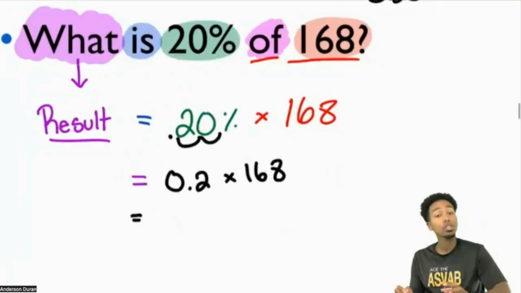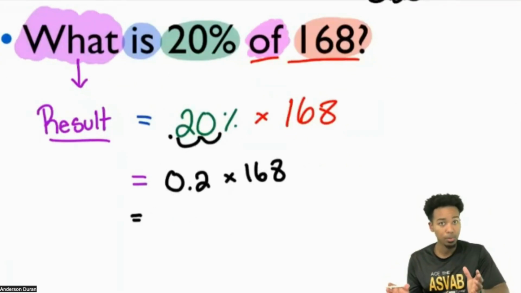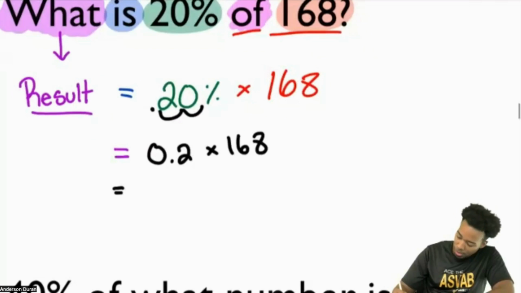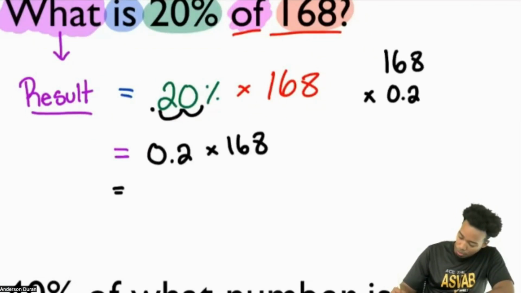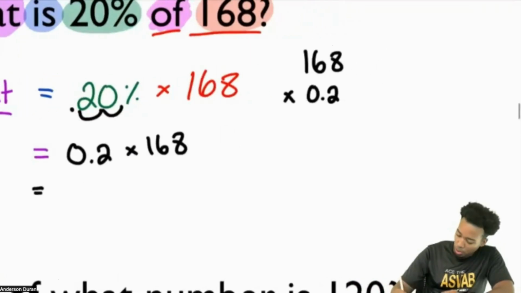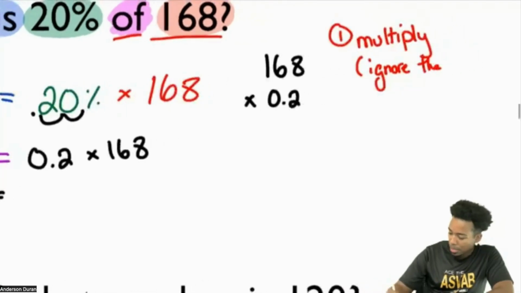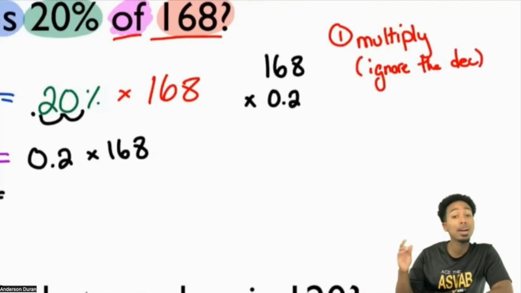And so here's a little refresher again with multiplying with decimals, just to make sure you understand. So here, I'm going to take care of business. We've got 168 multiplied by 0.2. So step one, what you're going to do is just multiply. And you're going to ignore the decimals, okay? Ignore the decimal. We're going to come back to that later.